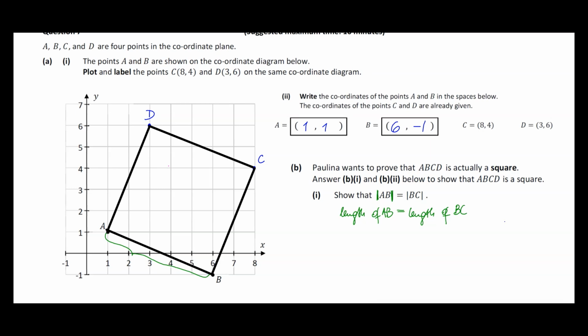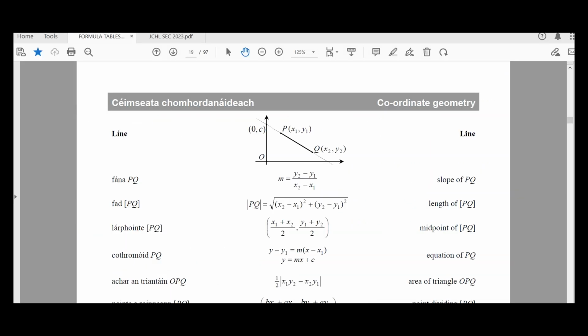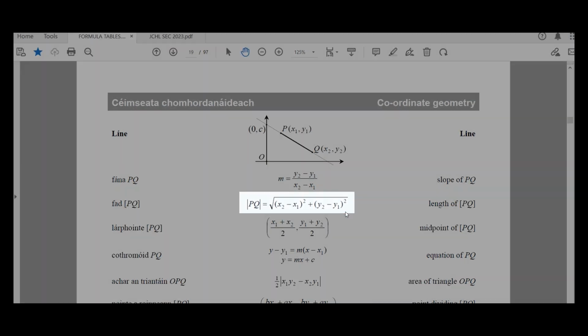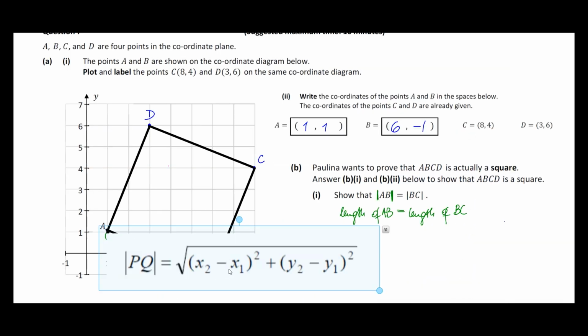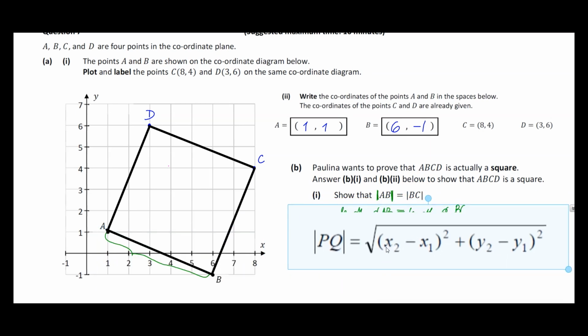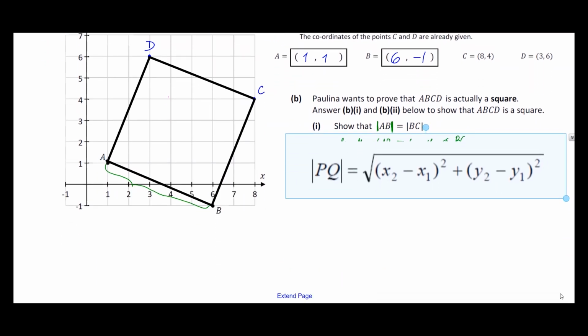Okay, so where do we have it? We go to our maths table, and there it is. Our second formula is the length formula. So we write down the formula, and then we're going to apply it in our particular question. Like with every formula, it has letters. I need to know what those letters represent.